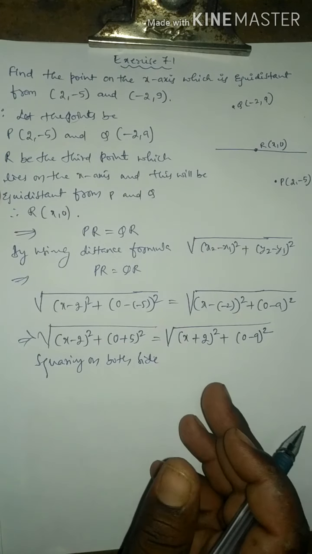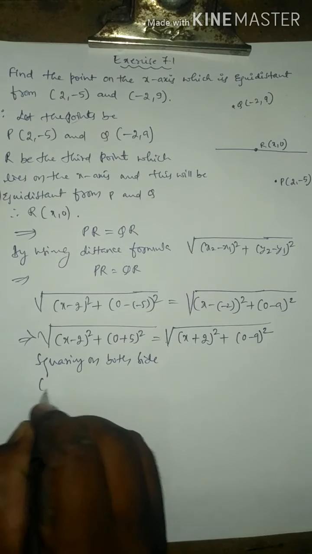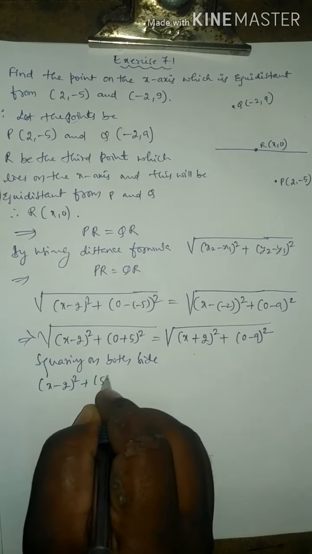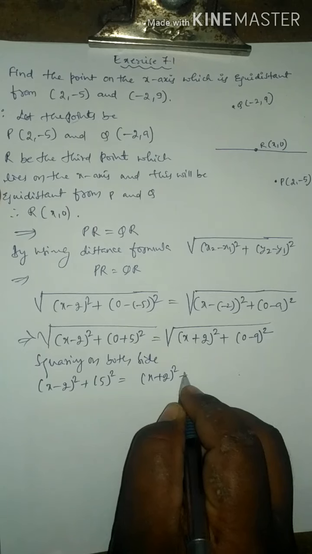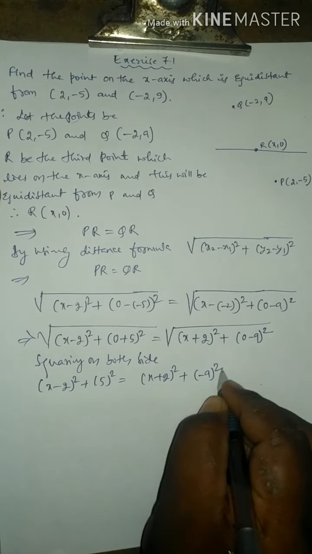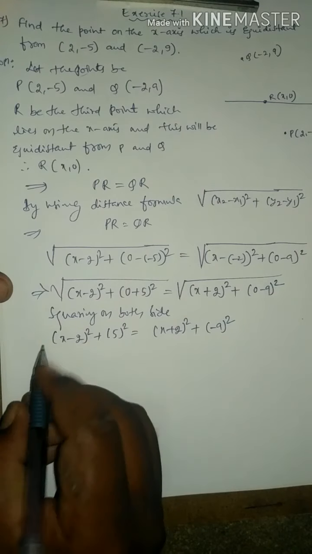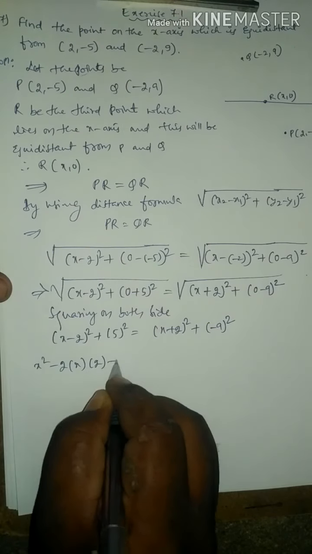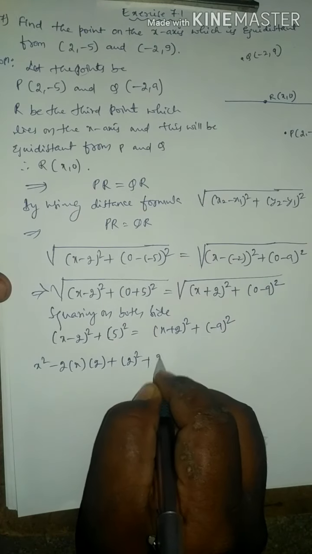If you square on both sides, the square root will get cancelled. So what will remain? (x minus 2) whole square plus 0 plus 5 whole square is equal to (x plus 2) whole square plus (minus 9) whole square. Now this one you have to simplify by using the (a minus b) whole square formula: x square minus 2 into x into 2 plus 2 square, plus this 5 square value is 25.